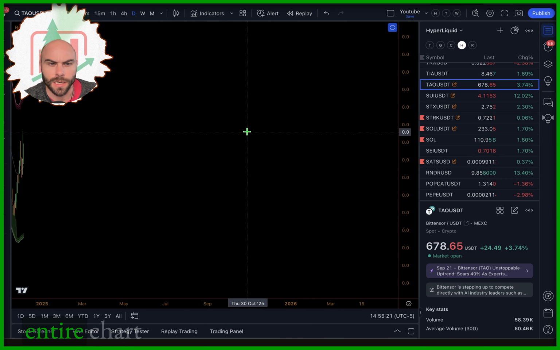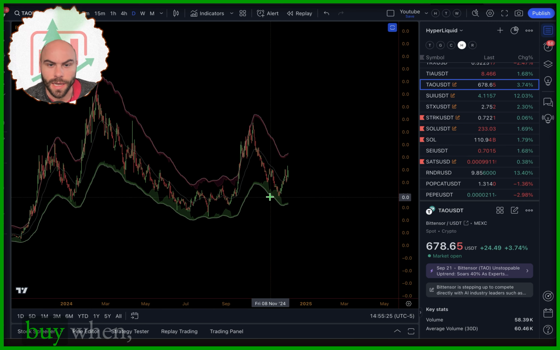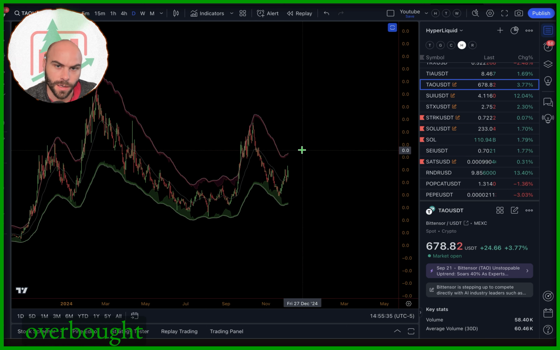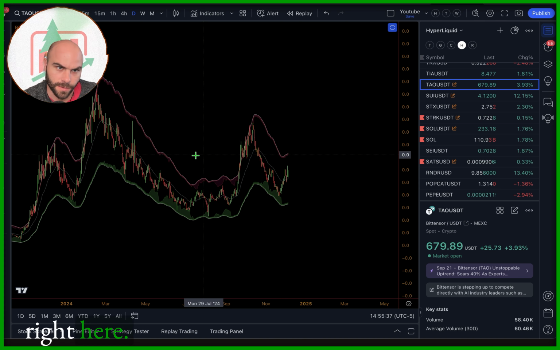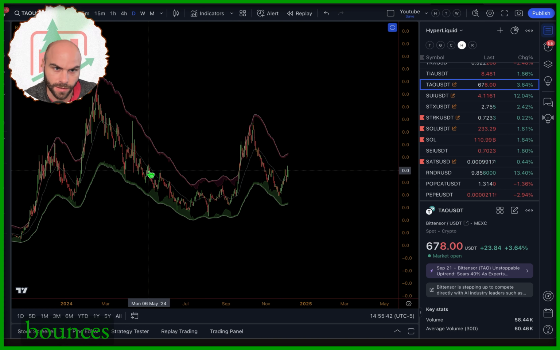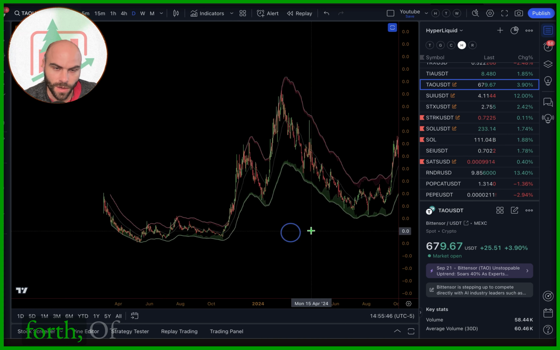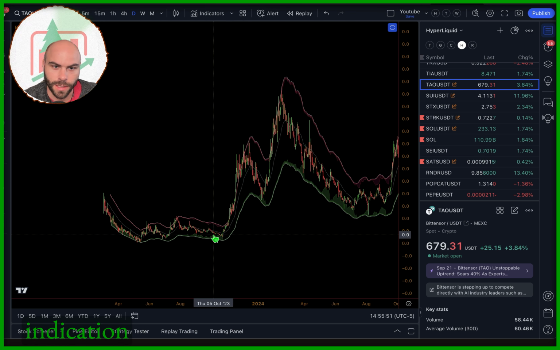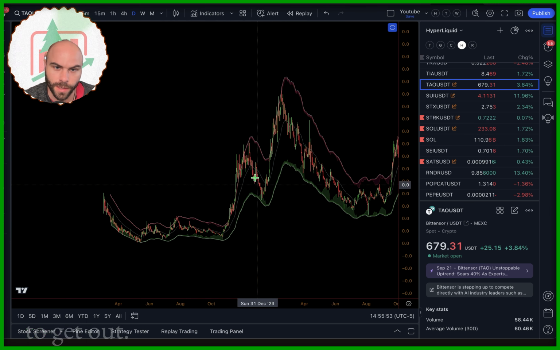So we can pull up the entire chart. Generally for me, I like to buy when the asset's down here in relation to Bitcoin, and I like to sell when it's getting overbought on the RSI, on these bands right here. So that's generally how I look at this. You can see you get little bounces here and so forth. Of course, like all things, the RSI is not perfect, but it does give you a good indication of where to get in and where to get out.